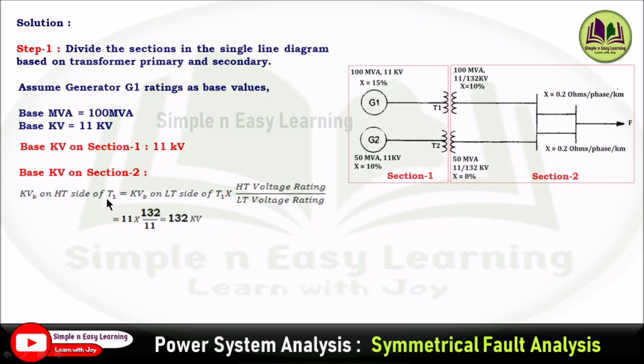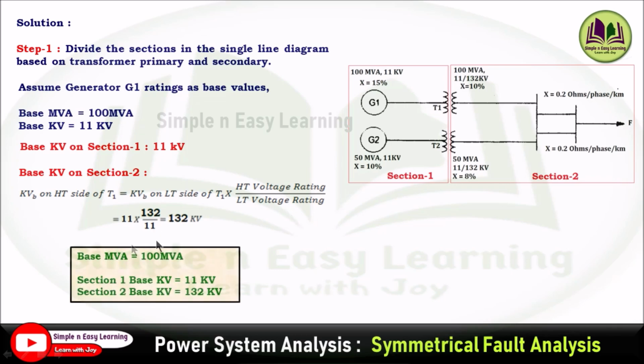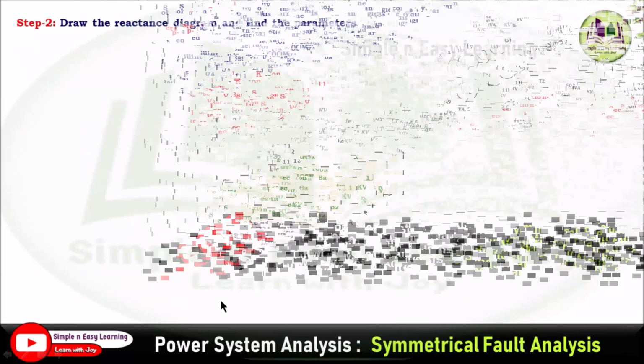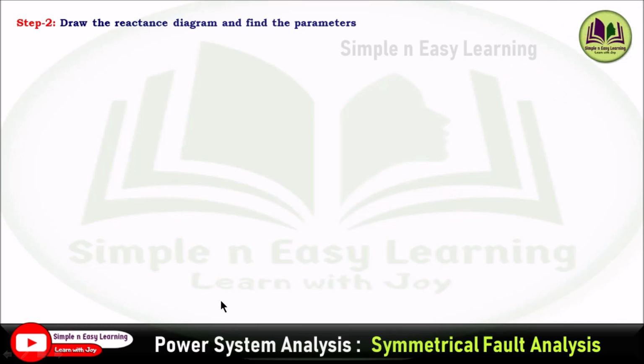Base kV on HT side of transformer 1 equals base kV on LT side of transformer 1 times HT voltage rating of transformer divided by LT voltage rating of transformer. You will be getting 132 kV. So these are your base values. Base MVA is 100 MVA, section 1 base kV is 11 kV, section 2 base kV is 132 kV. Now second step, draw the reactance diagram and find the parameters.